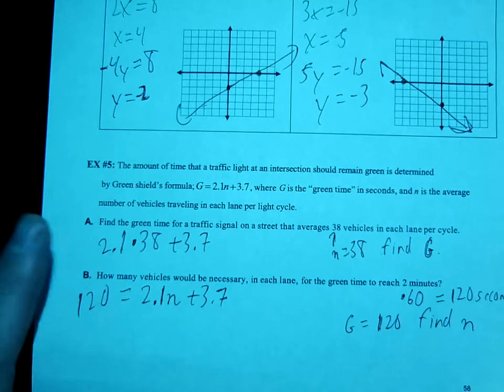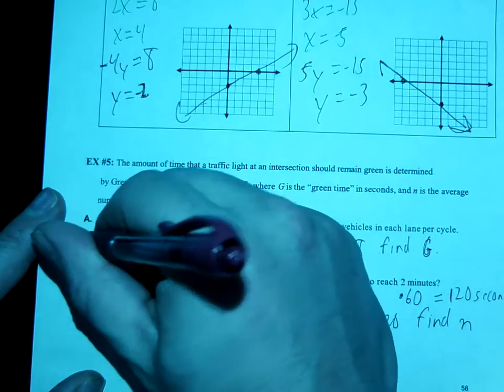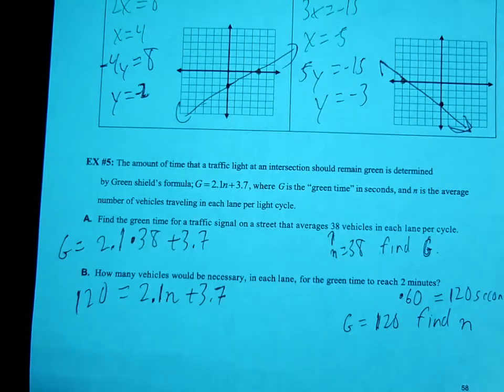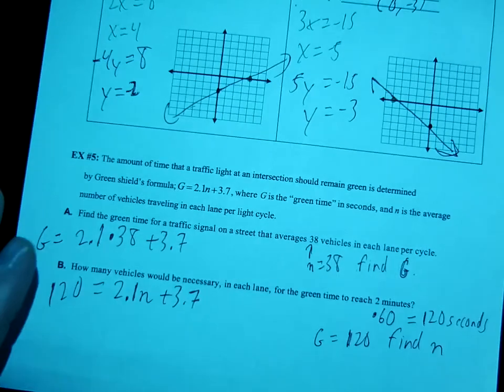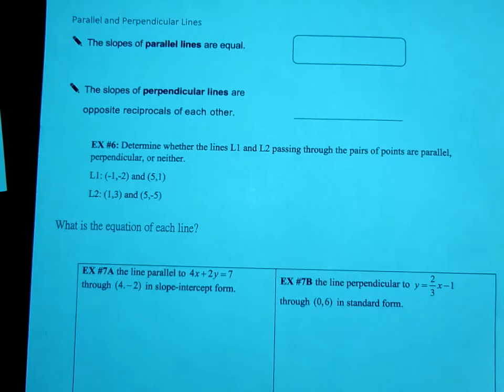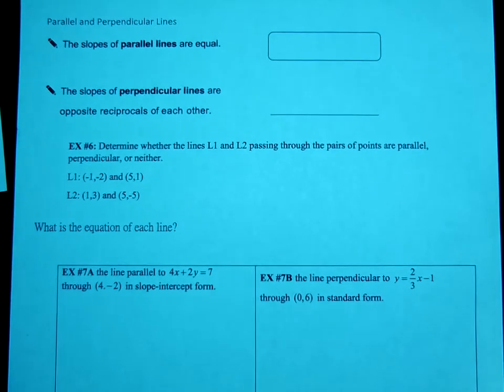Oh, and this one we're finding G. G is equal to. Alright, so there's page 58. And then our last page for the notes today is page 59. The slopes of parallel lines are equal.